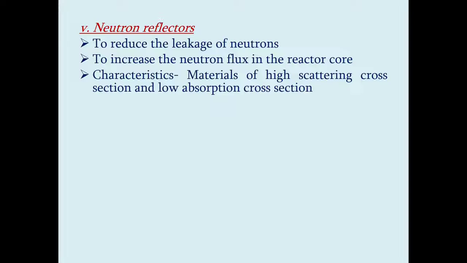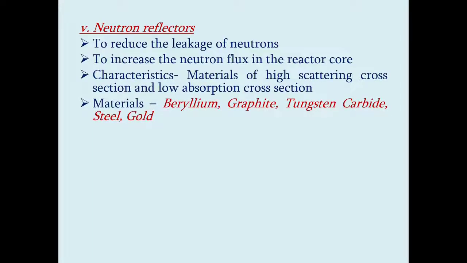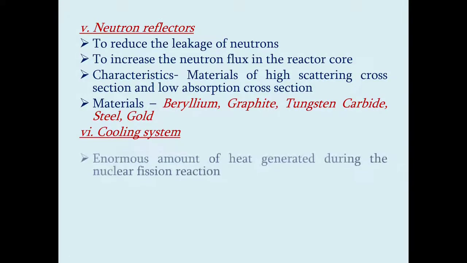These materials, the neutron reflectors, should have a high scattering cross section and a low absorption cross section. This is because if they have a high scattering cross section, they will bring the neutrons back into the nuclear reactor core. Basically, beryllium, graphite, tungsten carbide, steel and gold are used as the materials for neutron reflectors.